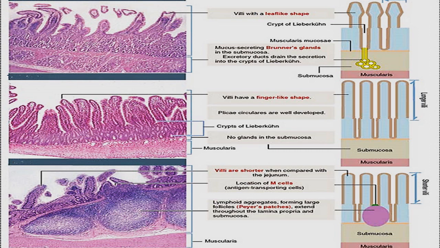Now we're talking about the main differences between the 3 parts of the small intestine, the duodenum, the jejunum, and the ileum. According to this, the duodenum is distinguished from the other regions of the small intestine by the presence of submucosal Brunner's glands.